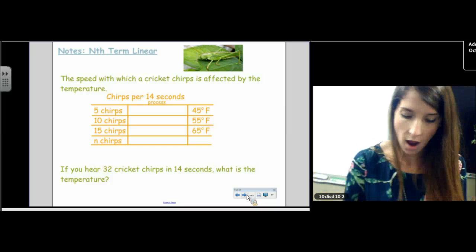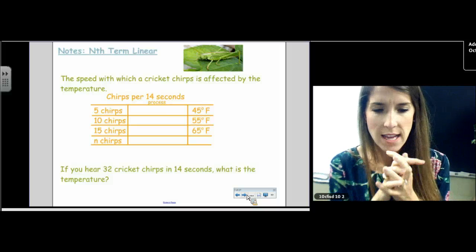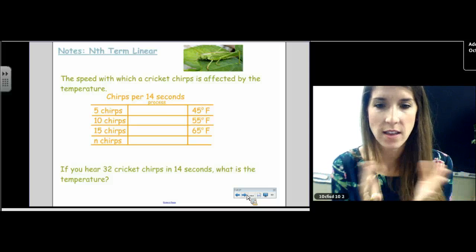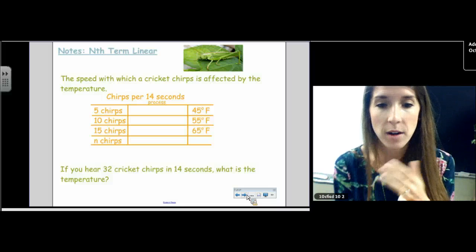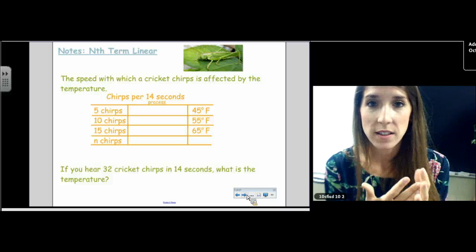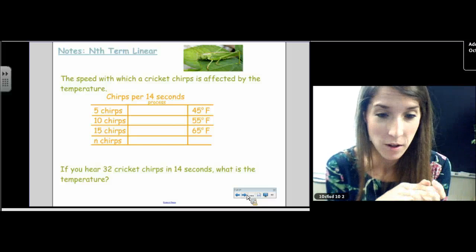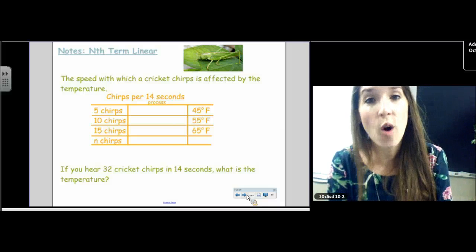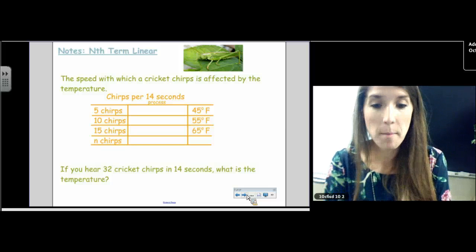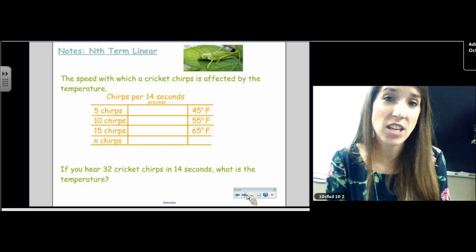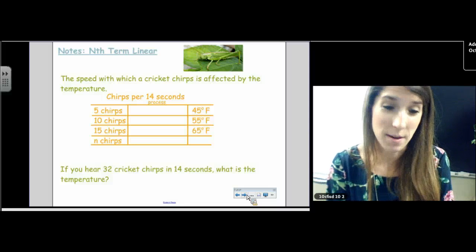Now we're going to do one that's not on your homework, but I wanted to do a real world problem. One that isn't just abstract, like you're just finding the nth term. Did you know that the number of cricket chirps in a certain interval of time can predict the temperature? It's really cool. As the temperature gets colder, they chirp less often. And as it gets warmer, they chirp more often. So if you don't know what the temperature is, but you hear cricket chirping, you can find out what the temperature is.